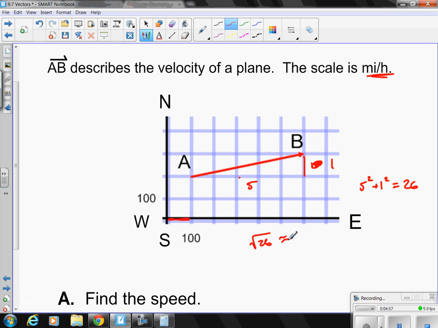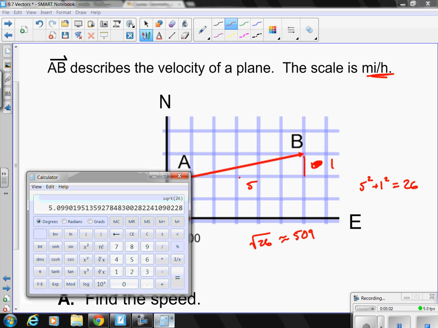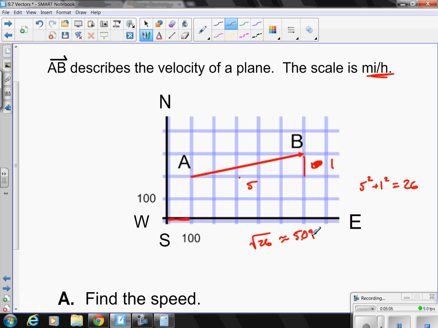That's approximately 5.099. So the scale is 100. So this is a length of 5.099 with a scale of 100. I have to multiply this by 100, and I get a speed of 509.9 miles per hour. Okay, so I took the scale, because this isn't a length of 1, really, it's 100 times that. This isn't a length of 5, it's 100 times that.